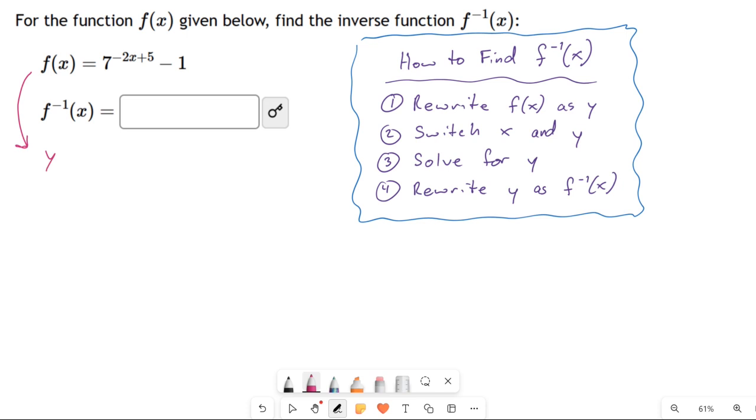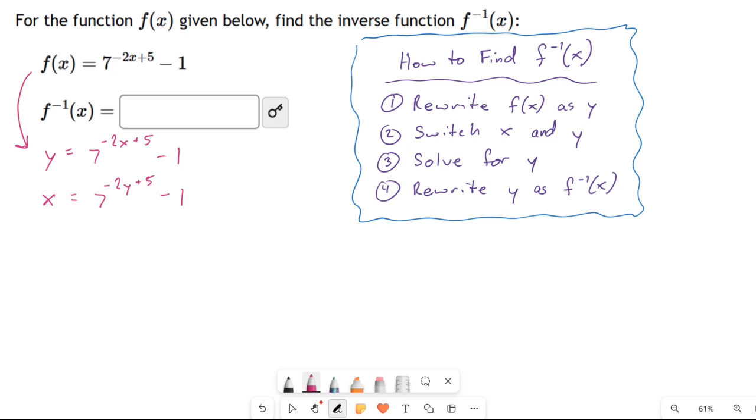And the very first one is to rewrite the equation, except use y in place of f of x. It's not like that's super important, but it does make the algebra easier to keep track of. So there's my step 1. I just rewrote y. And now I'm going to switch all the x's and y's. So now it becomes x equals 7 to the negative 2y plus 5 minus 1.